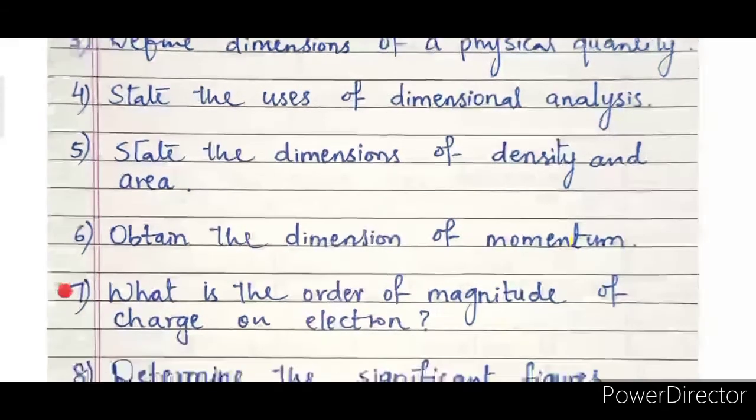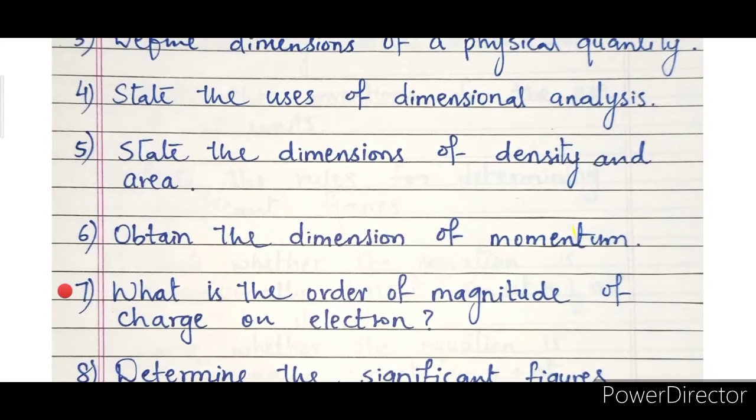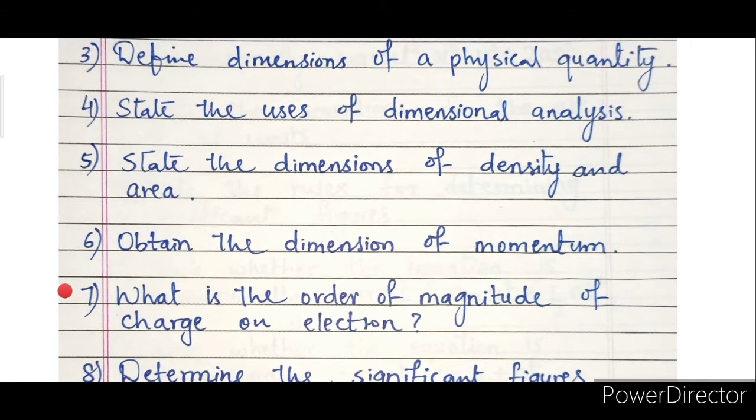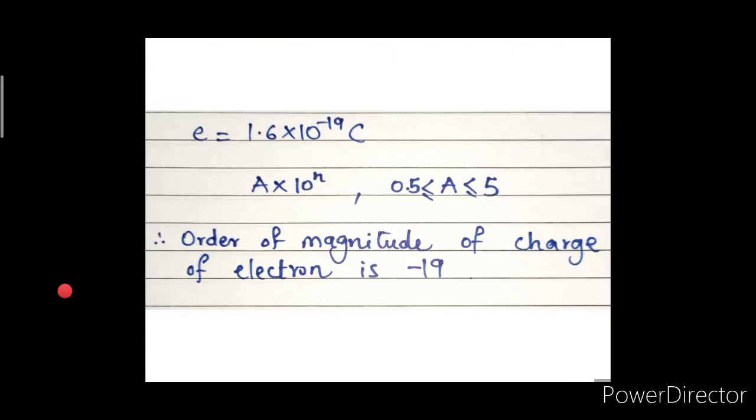The next question is, what is the order of magnitude of charge on electron? The answer you have to write: the order of magnitude of charge on electron is minus 19. As it is a 1 mark question, simply write down the answer, and you can also give the solution: the charge of electron is 1.6 into 10 raised to minus 19 coulomb.